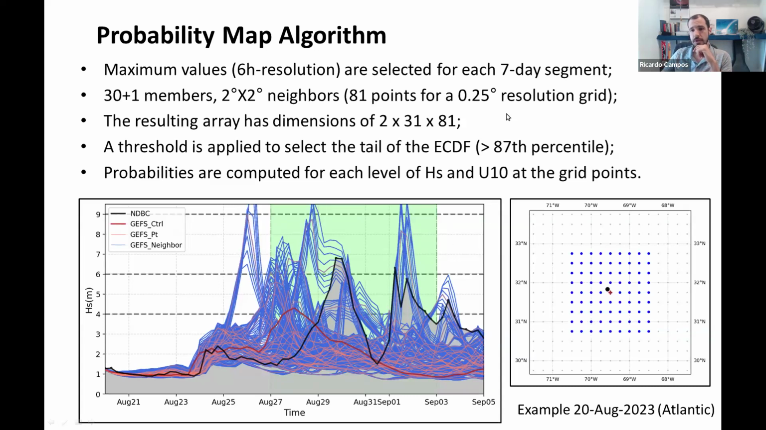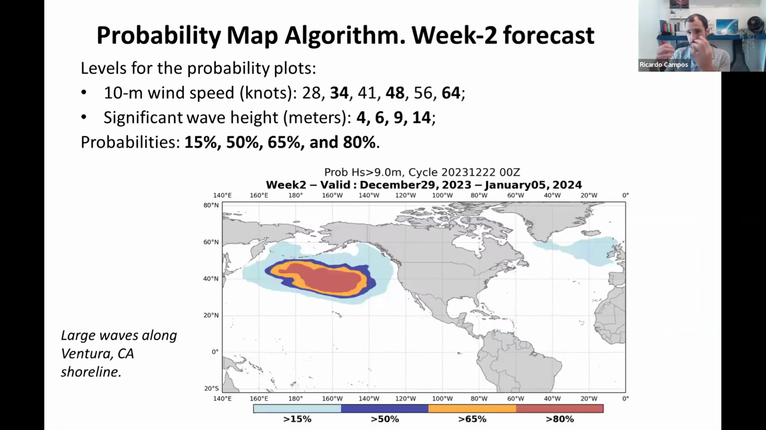And then we combine all that, subsample, and then extract just the tail of the distribution using a percentile, in this case, 87. So with that, we can calculate the probabilities of being above 15%, 50, 65, and 80% to facilitate the visualization and extract information from the maps.